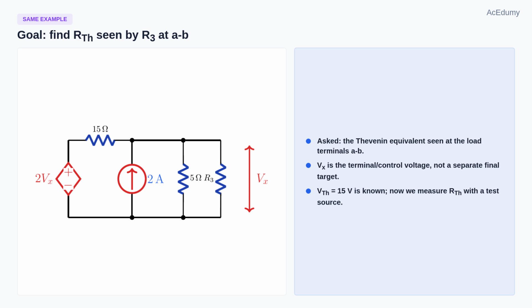Let us state the question clearly before calculating. Looking into terminals A and B, where the load R3 is connected, we want the Thevenin equivalent seen by that load. From the previous step, we already know V Thevenin is 15 volts. In this lesson, the unknown is R Thevenin. The voltage Vx is the terminal voltage and also the controlling variable for the dependent source.